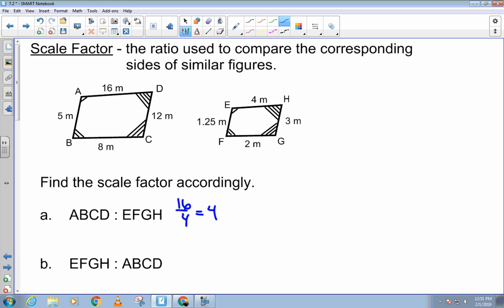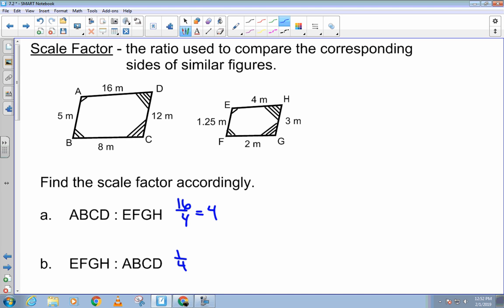4, okay? But what if they wanted in the reverse order? What do I do? It'd be 1 over 4, right? So it'd be 4 over 16, which reduces to 1 over 4. Just be careful and get it the way they ask. If it doesn't specify, then I usually go left to right. You can do it however you want to.